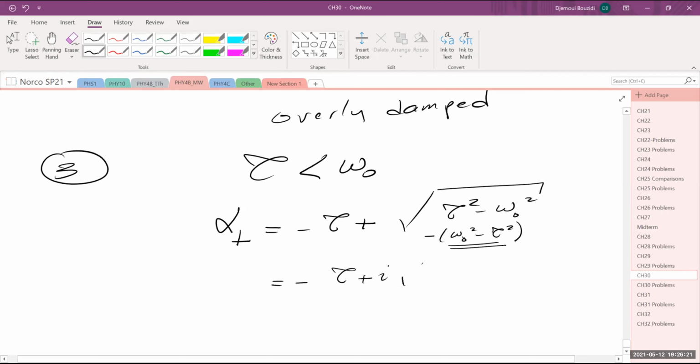Now all is well under the square root, it's positive because omega naught is assumed to be more than tau. But there is this imaginary number that we need to handle, because I assumed that I'm hunting for a solution of this type. And all of a sudden, alpha now became a complex number. So we need to make a real part of it. Otherwise, it doesn't make sense. There is no such a thing as a complex number in real physics. I mean, in real life, I should say.